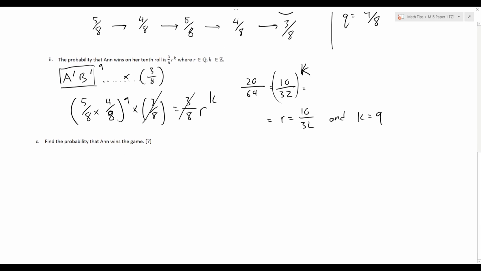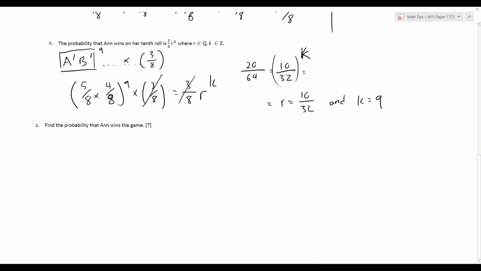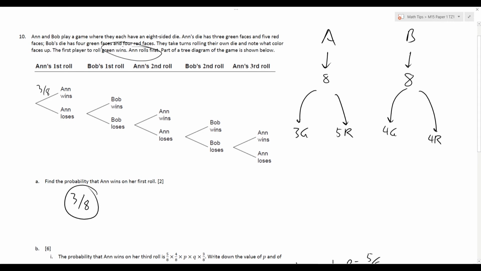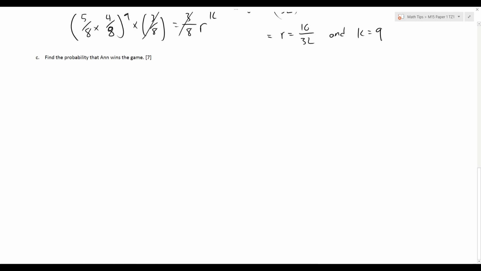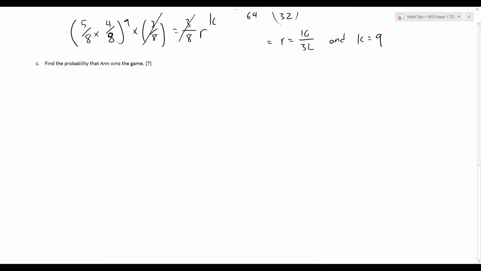Find the probability that Ann wins the game. Oh my god, this is going to be a bit complicated. Oh yeah, this one is nasty. Why? Because this is not a probability question. This is a sequence question. It's not any sequence, it's actually sum to infinity.